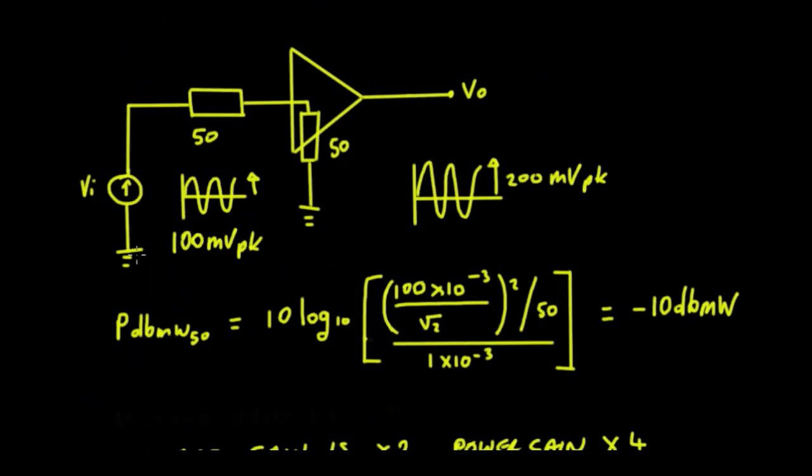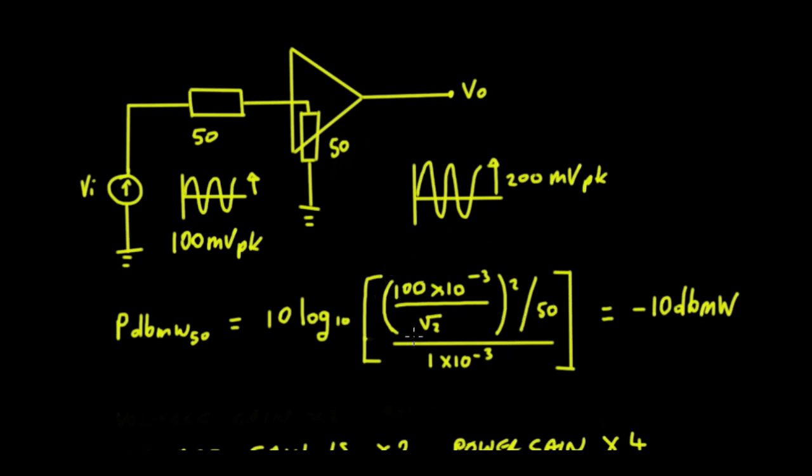So here's a little example. We've got our amplifier, the input impedance of the amplifier is 50 ohms, so we match that with a 50 ohm source. Let's say we're putting in 100 millivolts peak, and let's say we get 200 millivolts peak out of it. We could say that the power in dB milliwatts into that 50 ohm system is going to be equal to 10 log to the base 10 of 100 times 10 to the minus 3 upon root 2, so that's the RMS. And if we square that and divide by 50, it will give us the actual power.